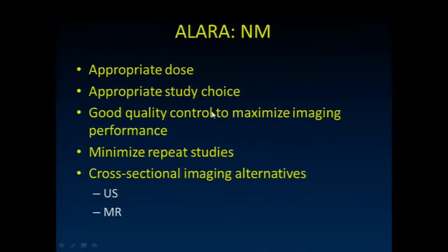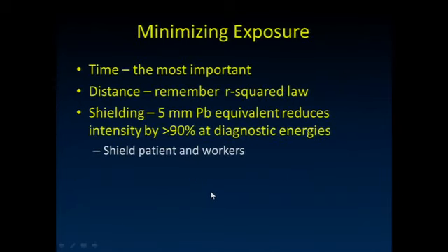For nuclear medicine, we need to make sure we use the appropriate dose, right? One way you can get an image faster in nuclear medicine is to give the patient a higher dose of your radiopharmaceutical. But unfortunately, that results in a higher dose to them. Make sure we've got the appropriate study choice, good quality control, and make sure we maximize the imaging performance of our gamma cameras. Again, minimizing those repeat studies, and of course I'm going to mention using non-ionizing radiation alternatives again.